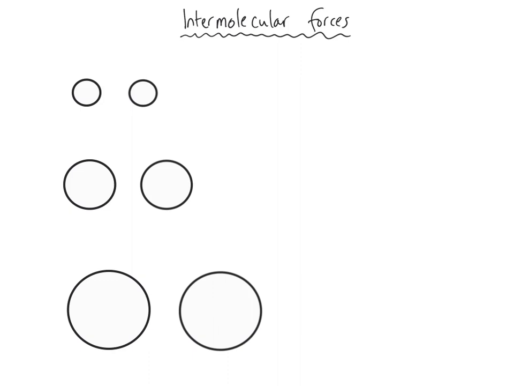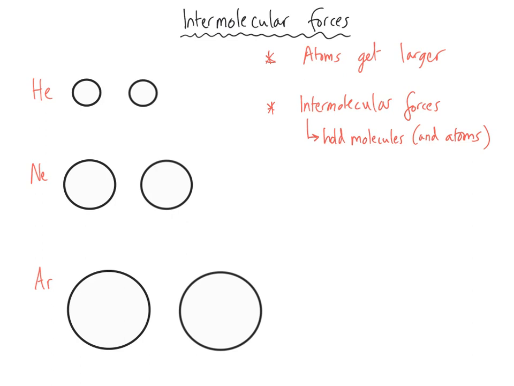The reason why we see that pattern in increasing melting point and boiling point as we go down the group is to do with the size of the atoms and the effect that that has. As we go down the group, the atoms get larger. And what I've done on the left-hand side is I've drawn 2 atoms of helium, 2 atoms of neon, and 2 atoms of argon. Between all covalent molecules, there are intermolecular forces, and these intermolecular forces hold molecules, in this rare case atoms, close together.